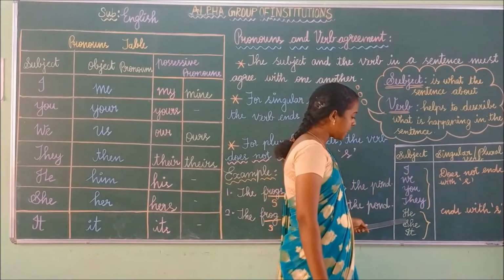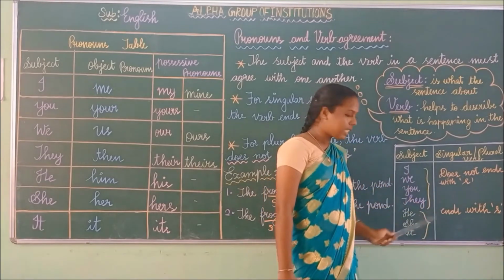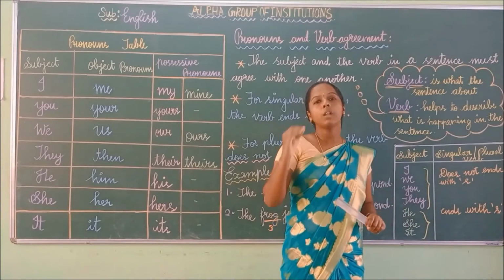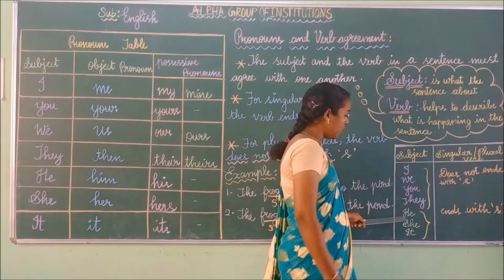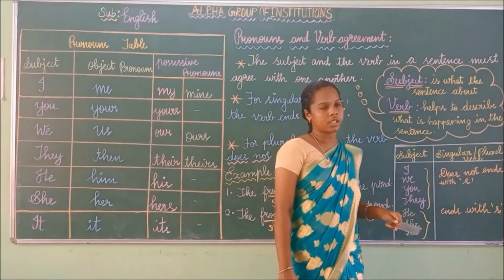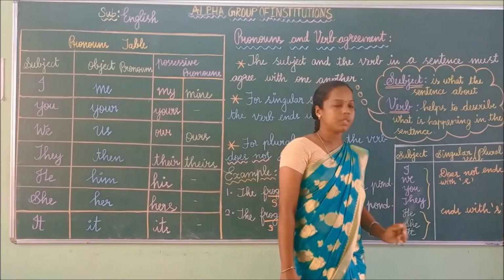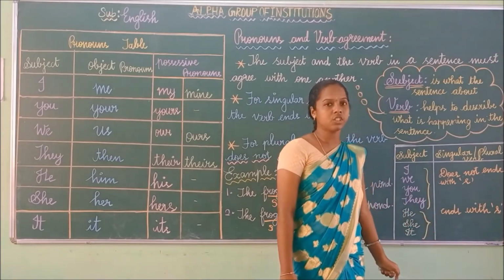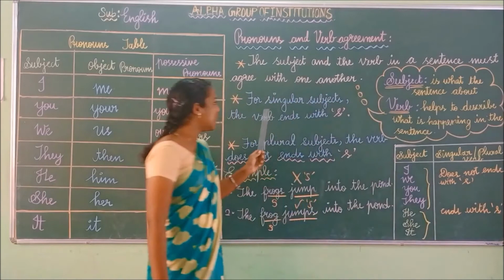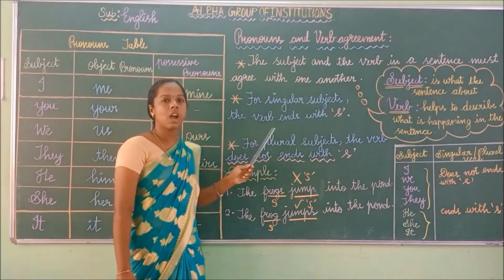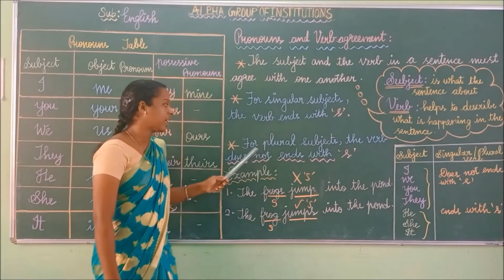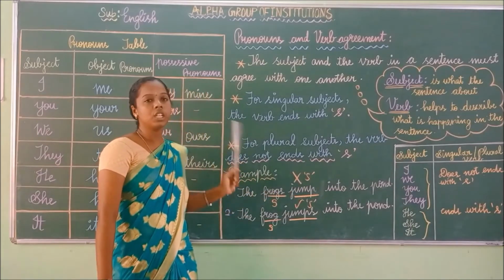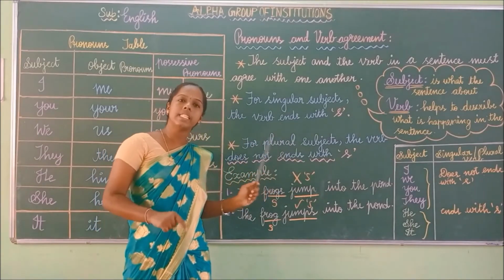If the subject is he, she, it, these are singular subjects. For a singular subject, the verb always ends with "s". Have you understood, children? For the plural subject, the verb does not end with "s". For singular subject, the verb always ends with "s".